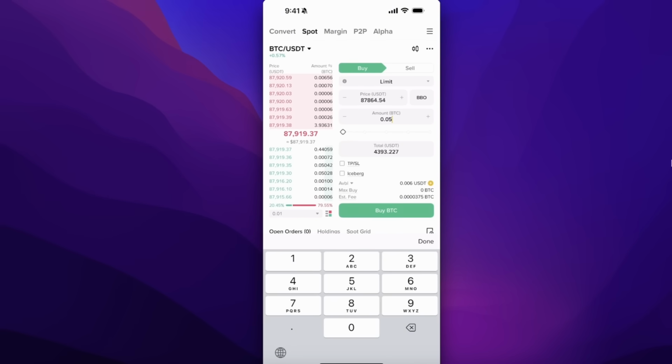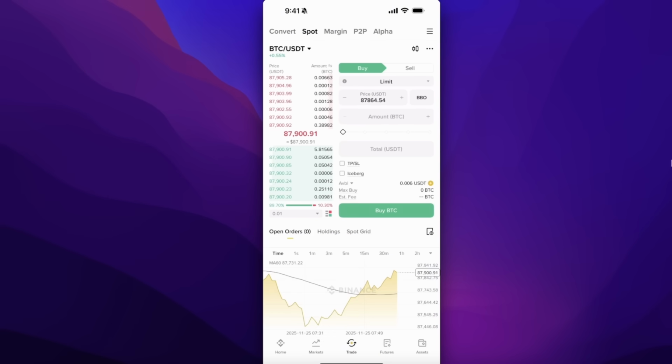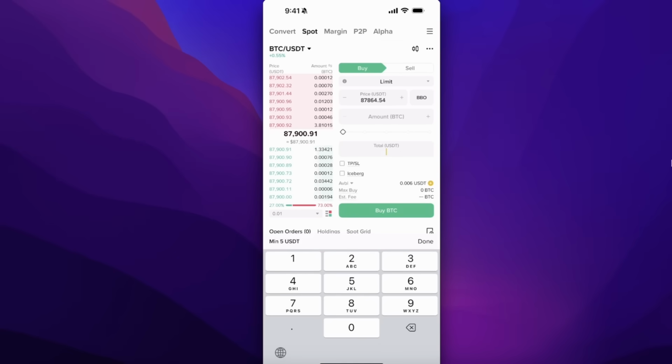However, if I want, I can also add leverage. However, that makes things a little more complicated. So adding leverage is basically betting on money that you don't have.